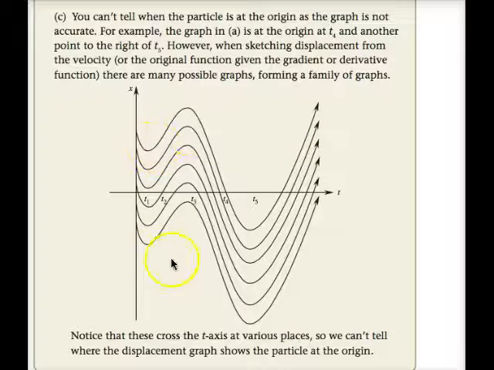Okay, so these are all the possible graphs that you could have, or even more than that. It could be more up or further down. So we don't know exactly when we're at the origin because you can't tell exactly when you cut the t-axis. Where we cut the t-axis does tell us when you're supposed to be at x is 0, but this of course is not accurate. They're just possible graphs of the original function.